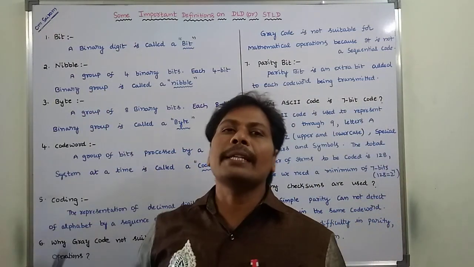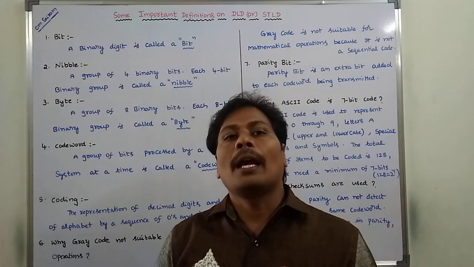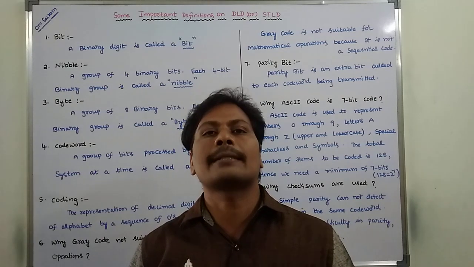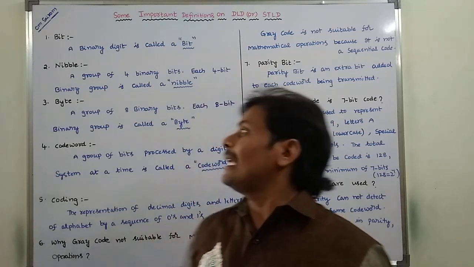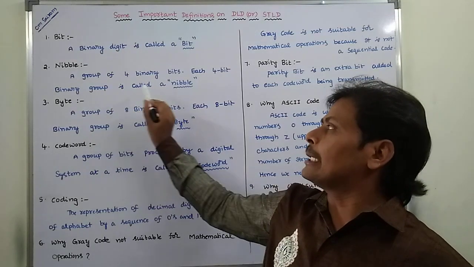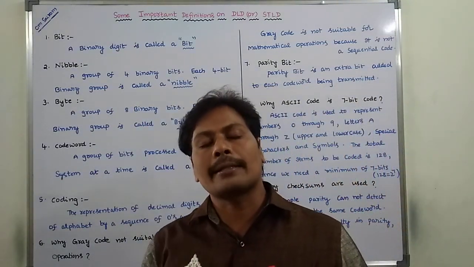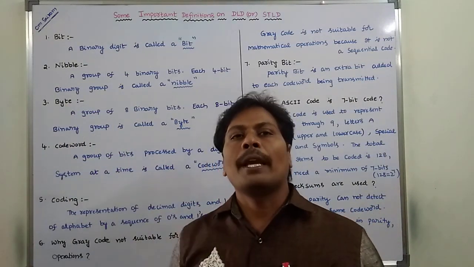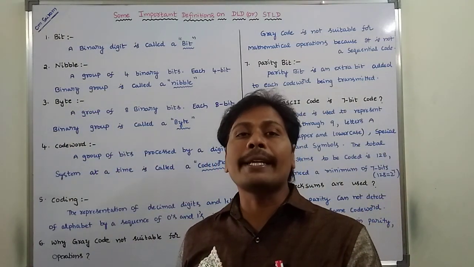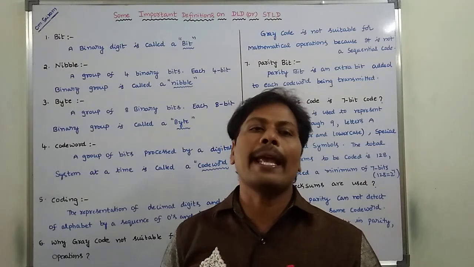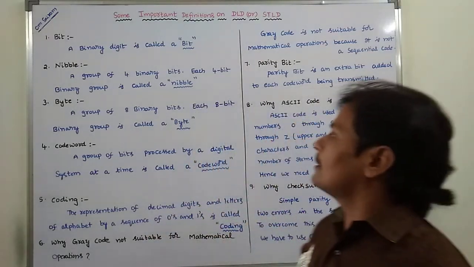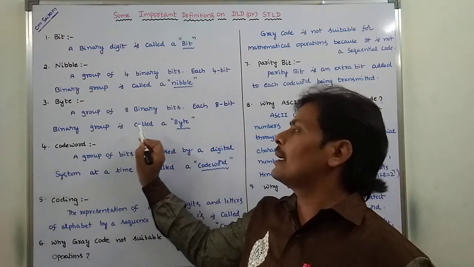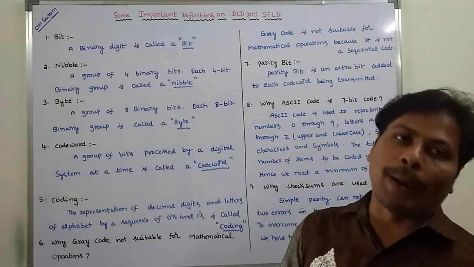Next, second one is what is nibble. A group of 4 binary bits is called a nibble. Each 4-bit binary group is also called a nibble. Okay, next one, what is byte. A group of 8 binary bits is called a byte. In other words, each 8-bit binary group is also called a byte.